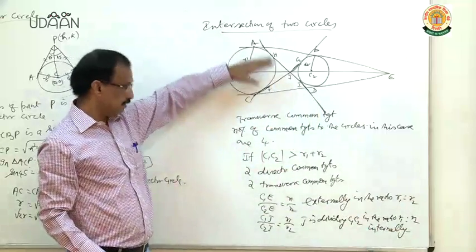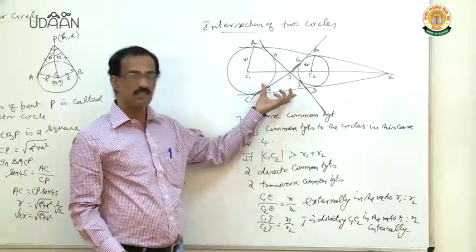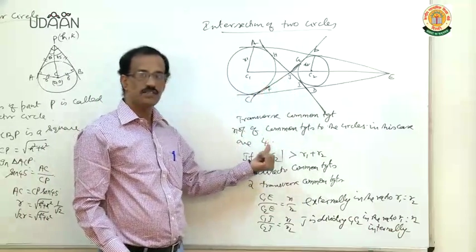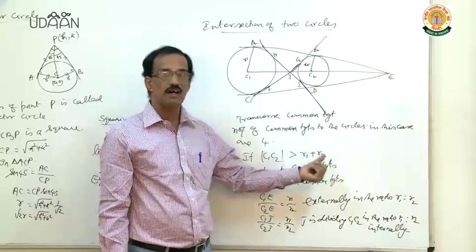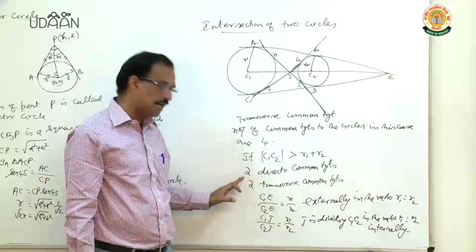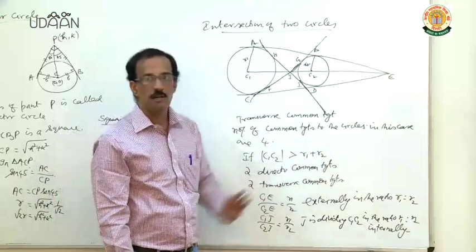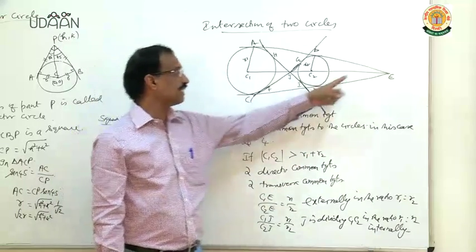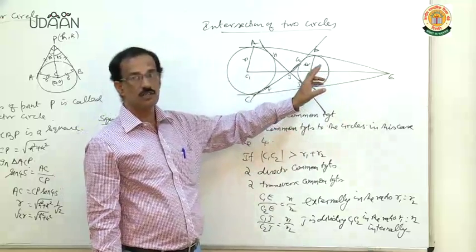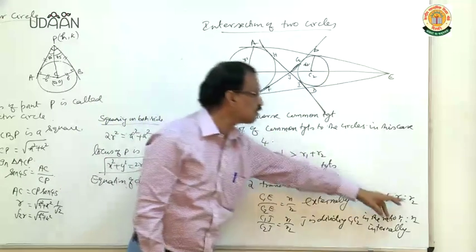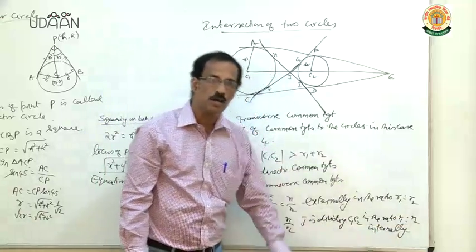So, we have 4 tangents. What is the condition when we will be getting 4 tangents? If modulus of C1C2, that is the distance between C1 and C2, is greater than R1 plus R2, we get 4 common tangents, that is 2 direct common tangents and 2 transverse common tangents, and the points of intersection divide the line segment C1C2 externally in the ratio R1 is to R2 and internally in the ratio R1 is to R2.